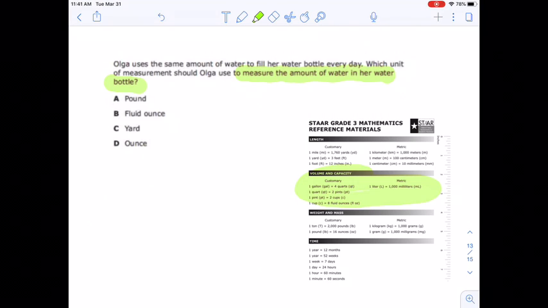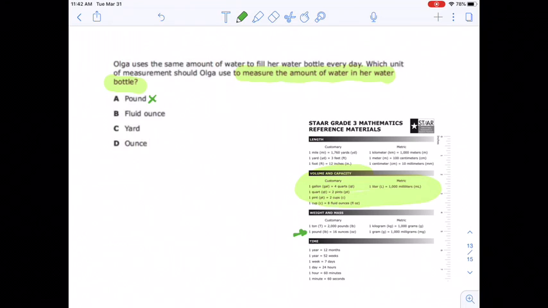So let's start with our first choice, pounds. Do you see pounds in our volume and capacity section? Would pounds tell us how much water it would take to fill up her water bottle? Well, a couple of things. Pounds is in the weight and mass section. Pounds don't tell us how much it takes to fill something up. Pounds tell us how much something weighs or how heavy or light something is, and that's not what Olga wants to know about her water bottle.